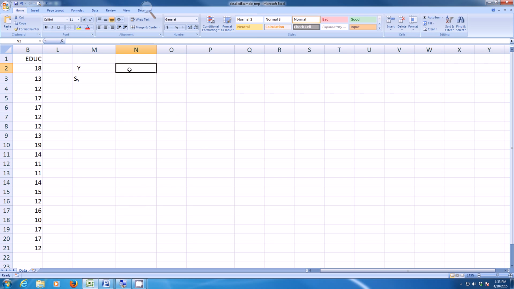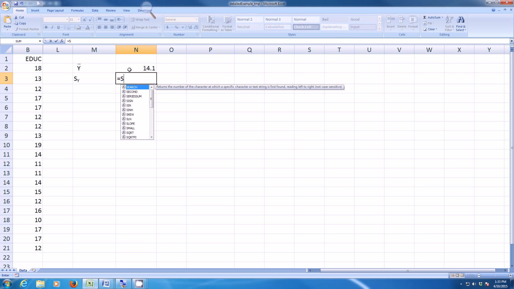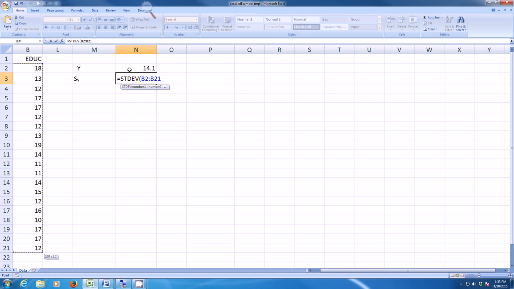And so how do I get the sample mean using Excel? Well, I can just use Excel's built-in average function to get the sample mean. I would just make some cell equal to the average of some array of numbers. And then I could get the standard deviation using Excel's stdev function. So I find here that the sample mean is about 14.1 years, and the sample standard deviation is 2.69 years.